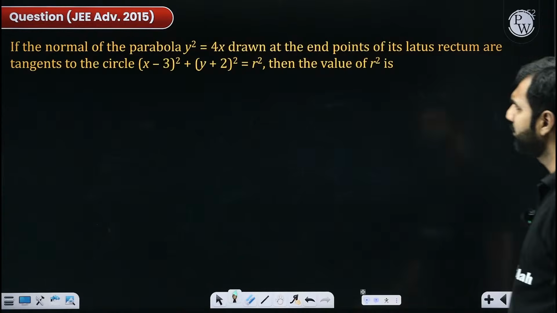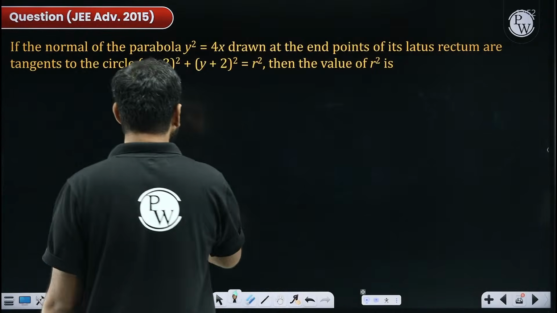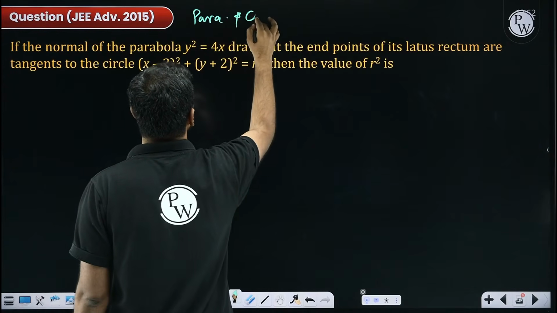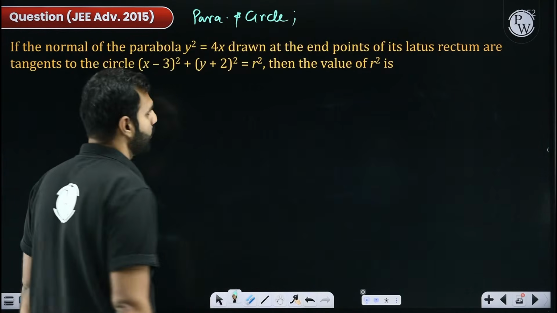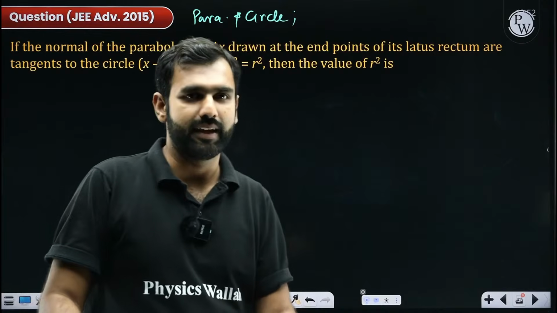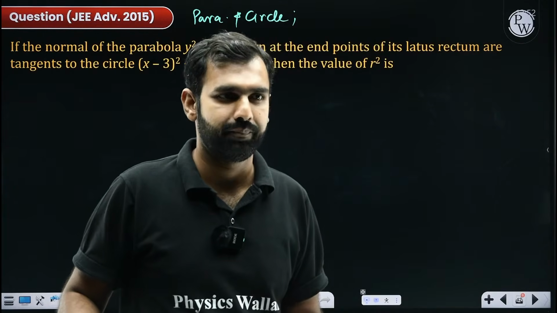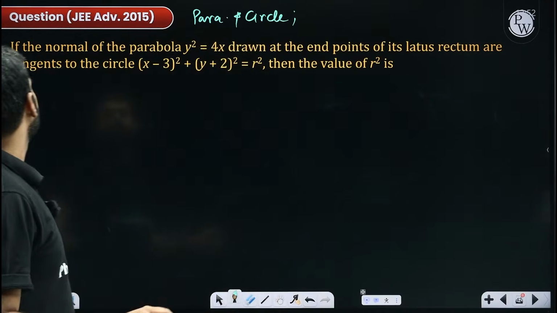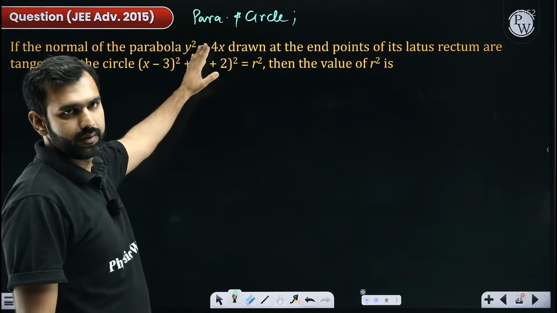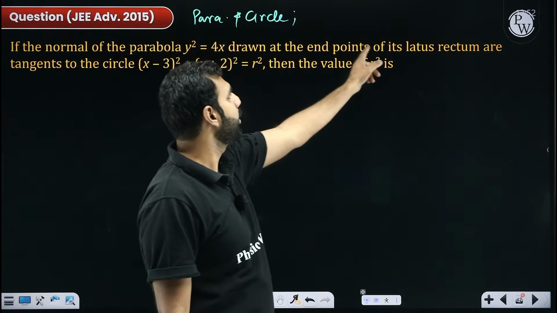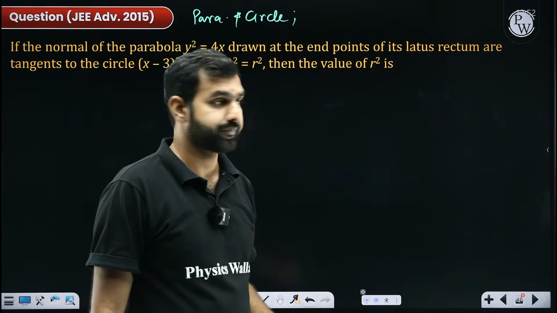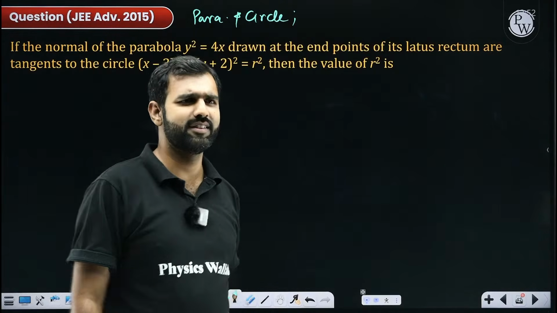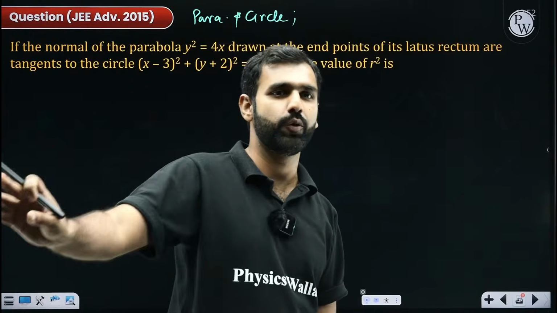This is again a very simple, straightforward, absolutely doable question from parabola and circles. A very easy, a very straightforward question, which you can do in seconds if you are simply aware of the basics. Shall we start doing it together? Pay attention to this part here. The normals of this parabola drawn at end points of its latus rectum are tangents to this circle, then the value of r square. Is it not absolutely easy, absolutely doable?